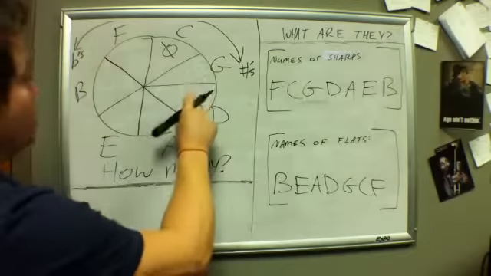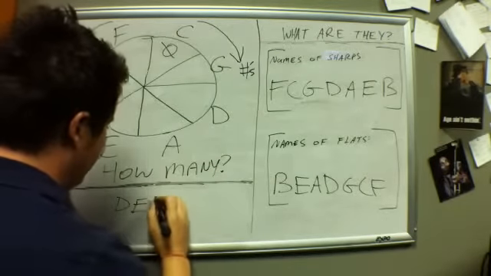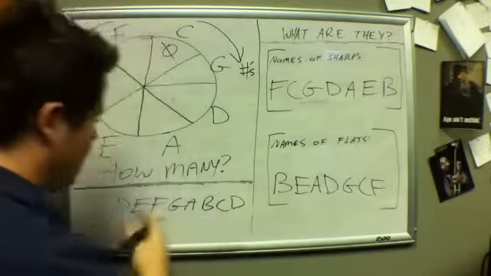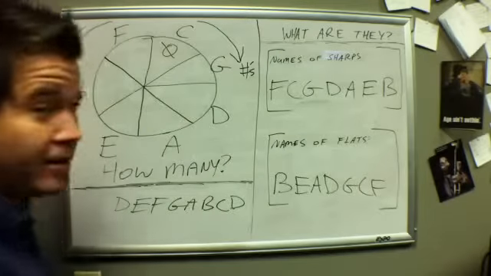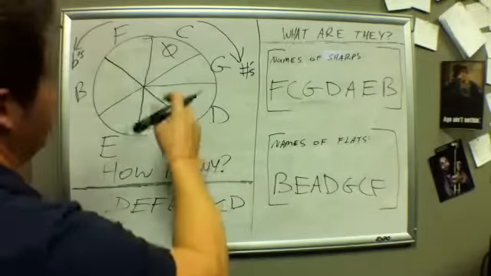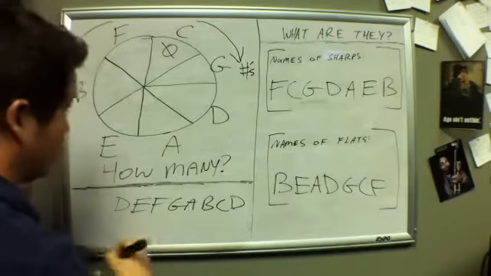Okay? Let's go to D. I'm going to write the alphabet. D, E, F, G, A, B, C, D. I wrote the alphabet. It's my first thing that I do when I look at a key. I write the alphabet, D to D. Okay? How many are in the key of D? How many steps away? 1, 2. 2 steps. Go over here.